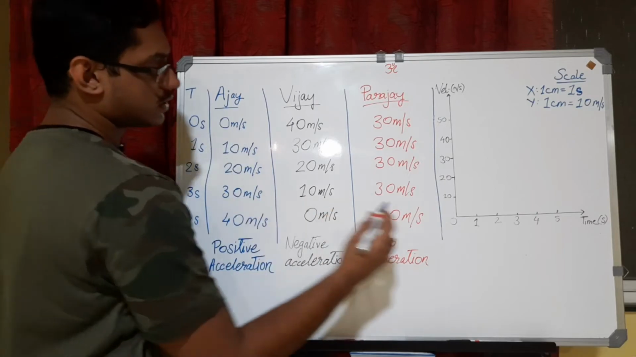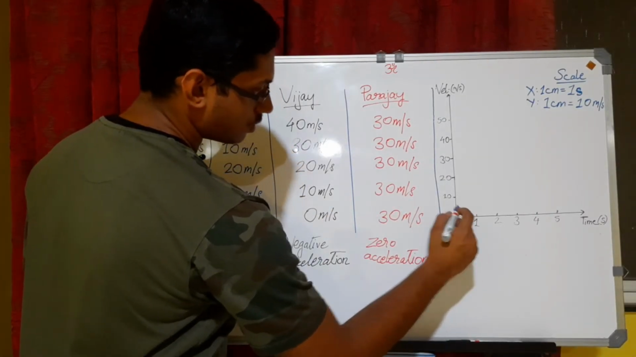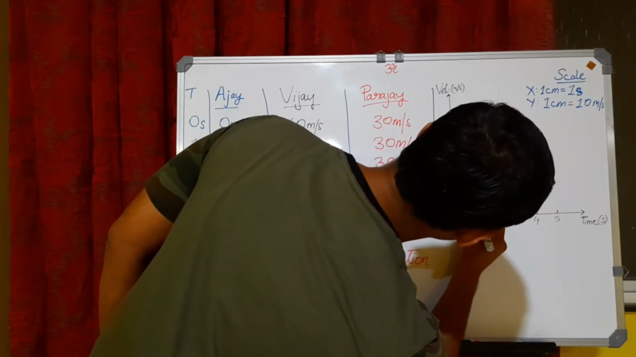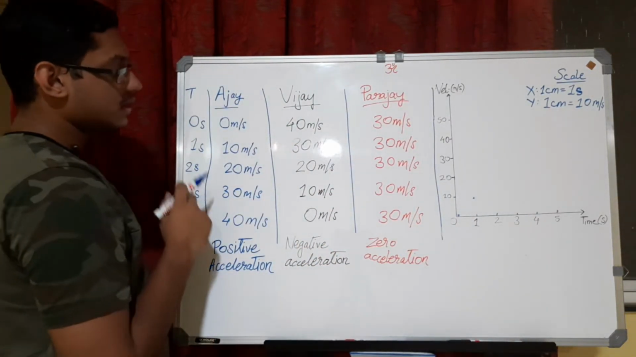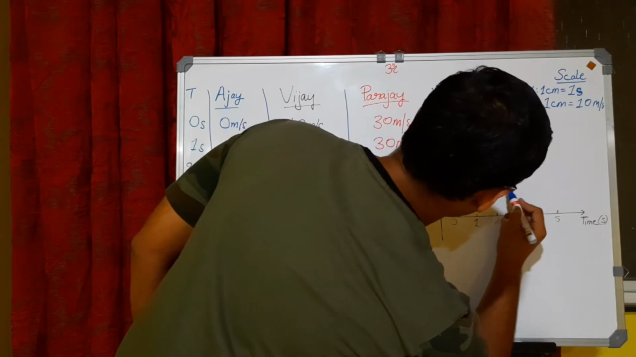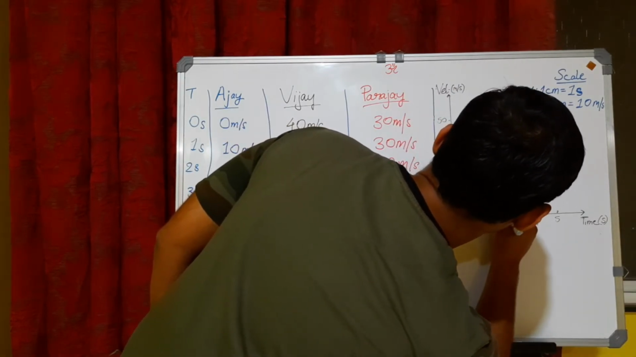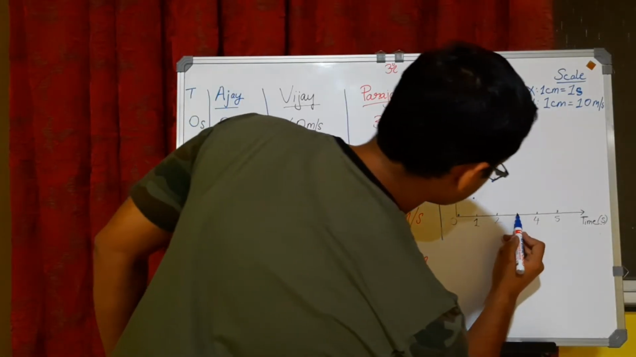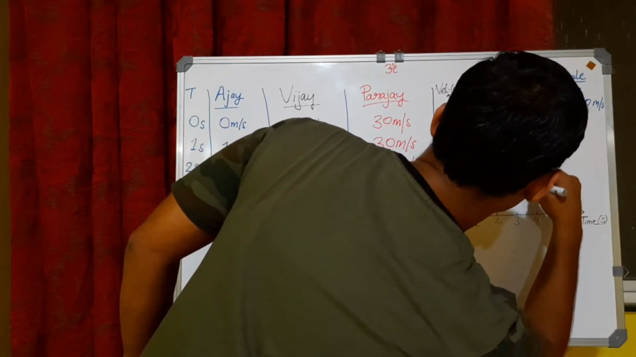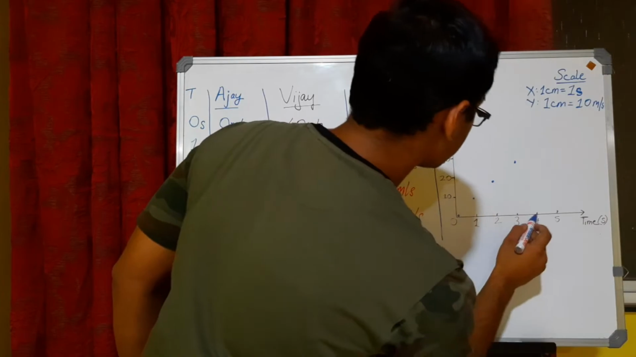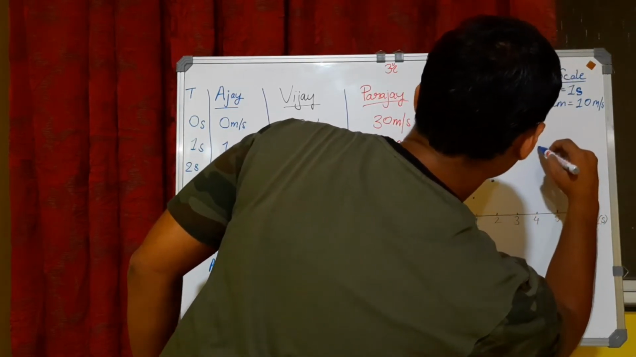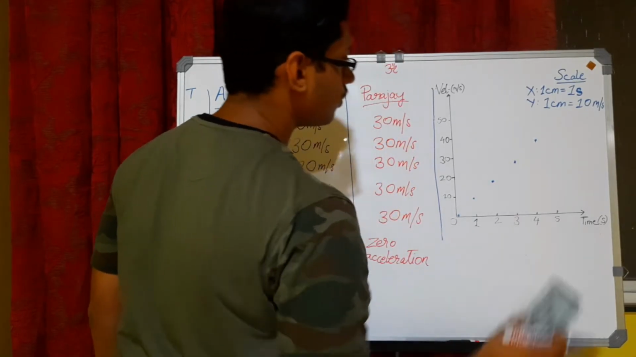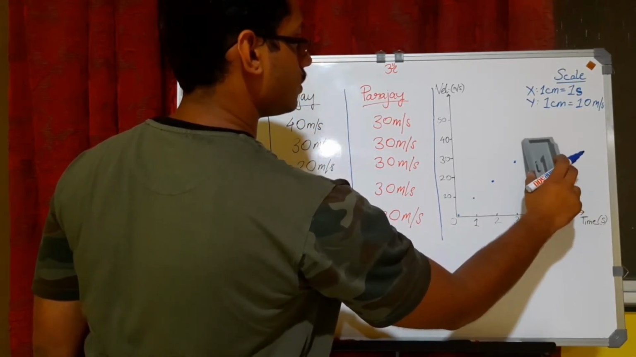So it started at 0, then at 1 second it became 10, then at second 2 it will become 20. Third second 30, fourth second 40. Okay, fourth second it will be 40.